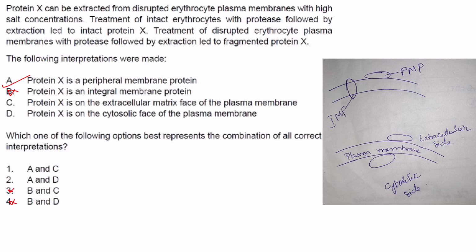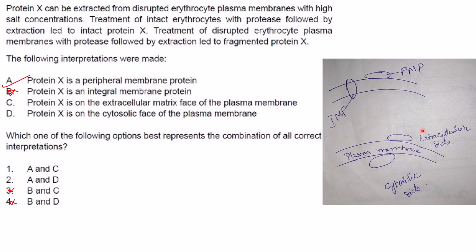C and D, they have asked whether it is on the extracellular phase or on the cytosolic phase. Now see this figure. This is your plasma membrane. This is the extracellular side. So if the protein is here, extracellular side. If the protein is on this side, then cytosolic side. This is the plasma membrane. Here is your cytoplasm. So this is the cytosolic side. This is the extracellular side.